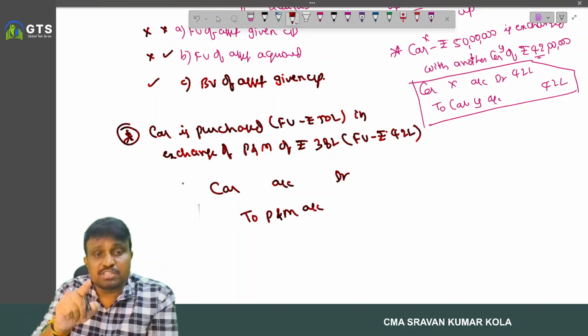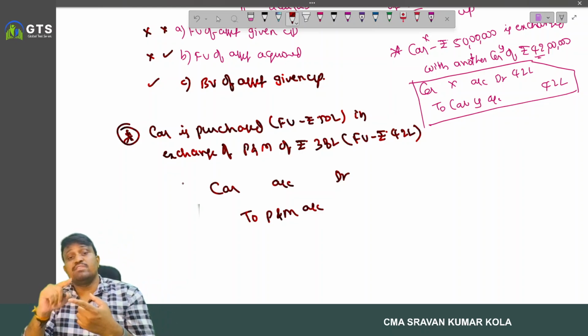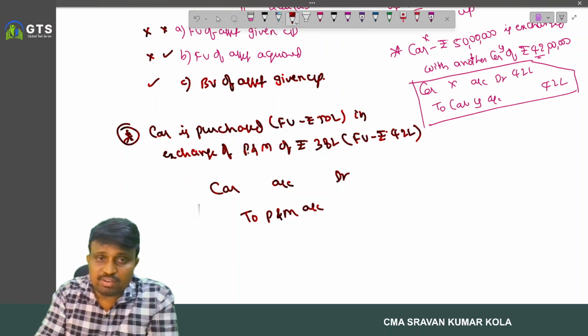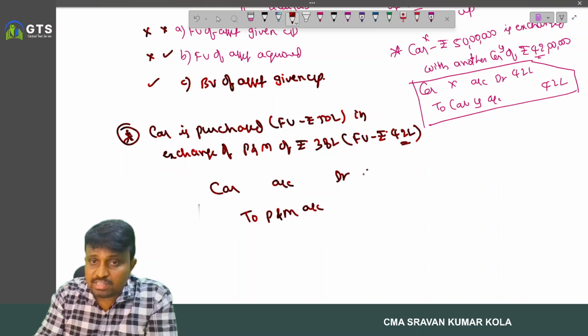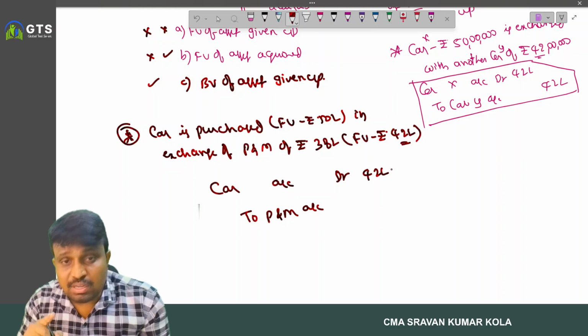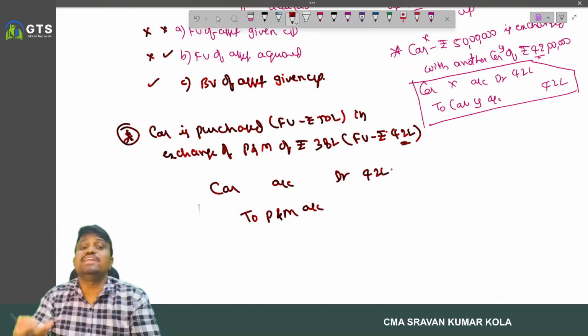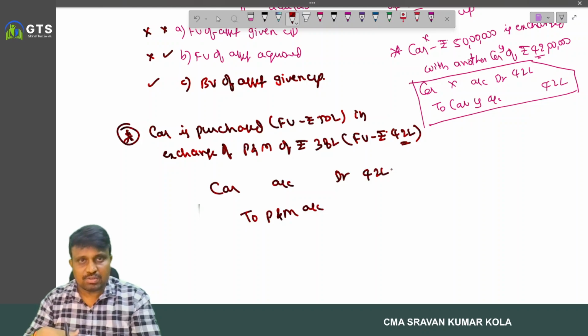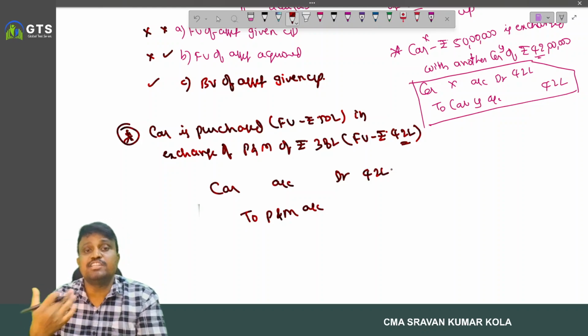Here it is involving commercial substance. First option: what is the fair value of the asset given up? The asset given up is plant and machinery. What is its fair value? The fair value is provided, nothing but 42 lakhs. But remember, the plant and machinery given should be de-recognized from the books of accounts, and the de-recognition should be done at its book value.